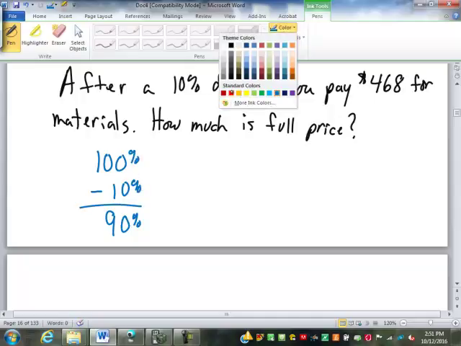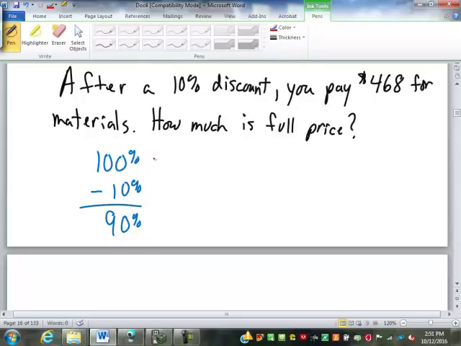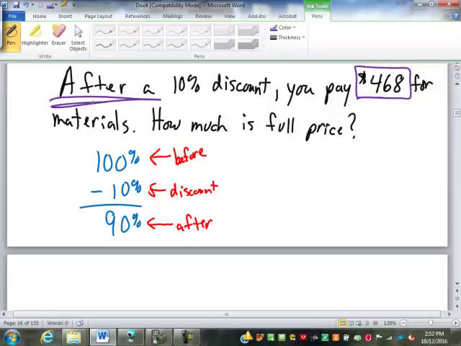So we need to figure out what matches up with each of these items. The 100% is the before the discount. The 10% is the amount of the discount. The 90% is after the discount. So over here, the $468, is that before the discount or after the discount? After the discount. Good. So that goes with our 90%.